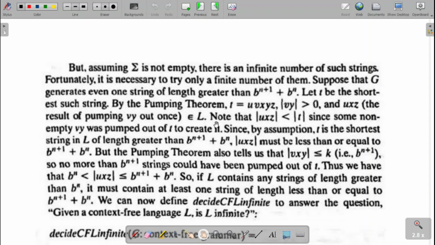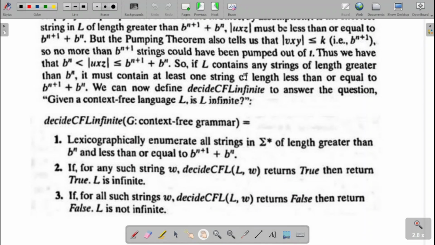Right? But assuming that sigma is not empty, there is an infinite number of strings. Fortunately, it is necessary to try only a finite number of them. Suppose that the grammar G generates one string of length greater than b^(n+1) + b^n, and let t be the shortest such string. By applying our pumping lemma, we can decide whether the given context free language is finite or infinite. First, we have to lexicographically enumerate all the strings.